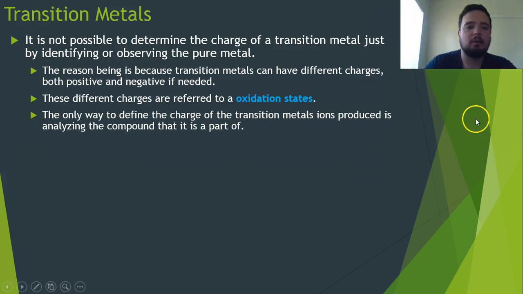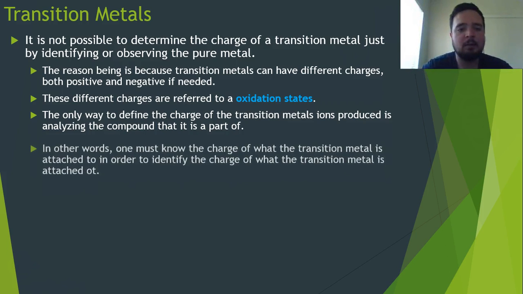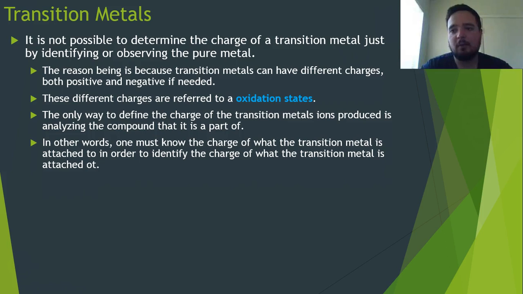The only way to identify the charge of the transition metals is by analyzing the compound it's a part of. If it's a covalent molecule or ionic compound, we see how the metal is arranged with the atoms in it in regards to bonding, and based off the charges of those other things, or how the electrons are manipulated, we can determine the charge of the metal itself. So in other words, to identify the charge of the transition metal, we have to identify the charge of what the transition metal is attached to.